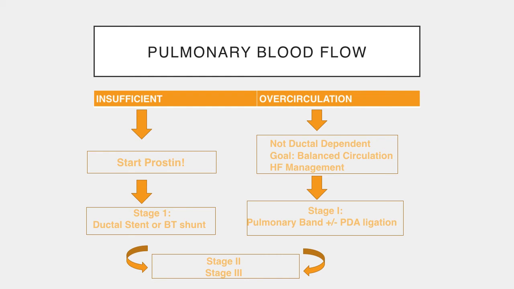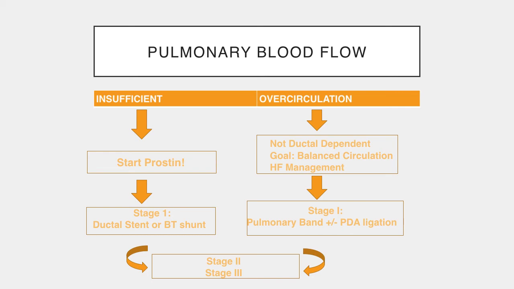After starting Prostin, the next step for them will ultimately be a more reliable means of systemic to pulmonary shunting. And so their stage one will ultimately be either placement of a ductal stent. Ductal stents are wonderful temporizing measures, but they are not reliable long term. And so your surgeon and cardiologist, CICU team may go for a ductal stent.